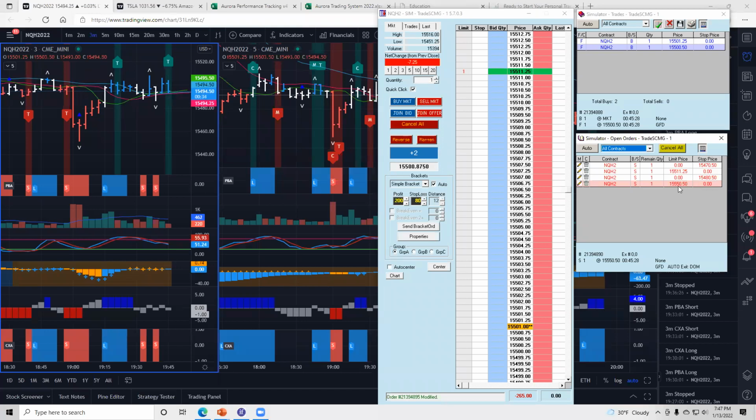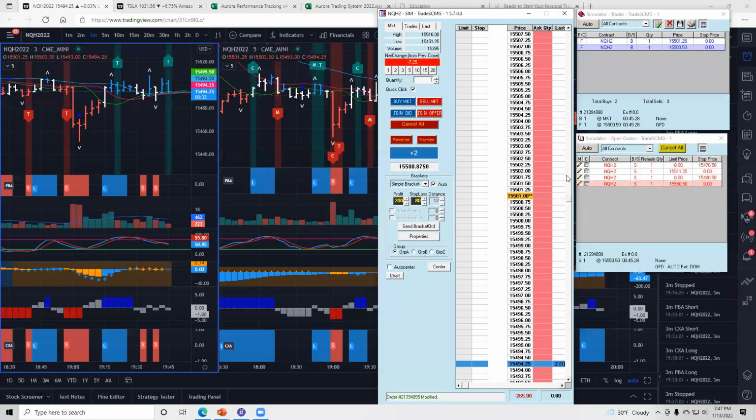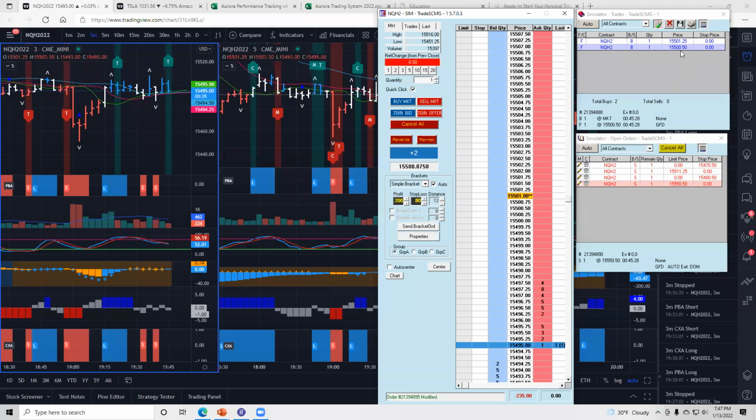15,550.5. Now you'll notice that although I have 501.25 as an entry and 500.5 as an entry, the DOM is presenting to me an average of the two. Don't be distracted by the average. You're managing these trades based on your individual open, or the open of the bar. So you're taking everything off the open of the bar.